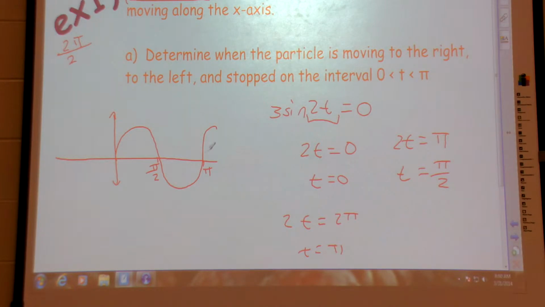So now you see the 0, pi over 2, pi. Personally, I think graphing, if you remember your graphing rules, is easier to picture. Because you see here, this is velocity, and you're positive here, negative here. So let's answer the question.